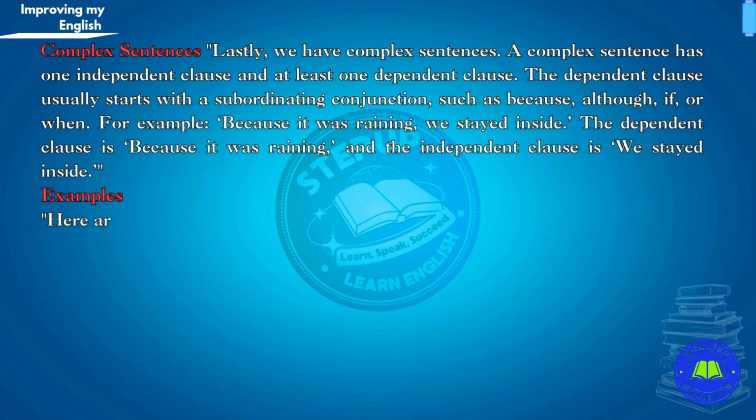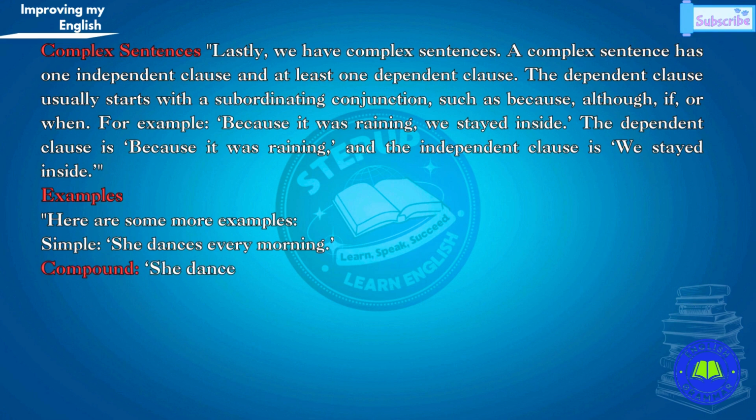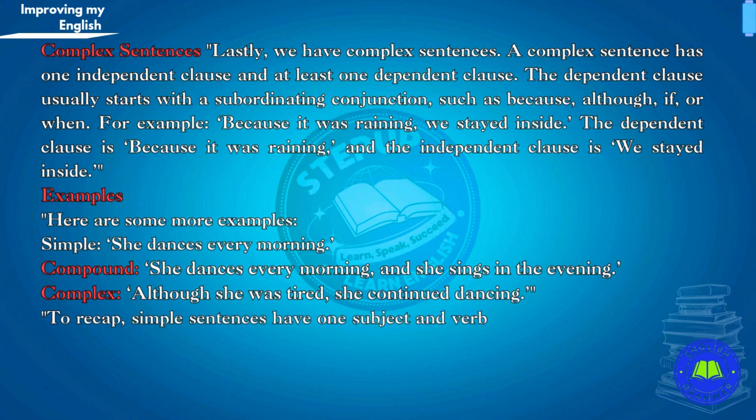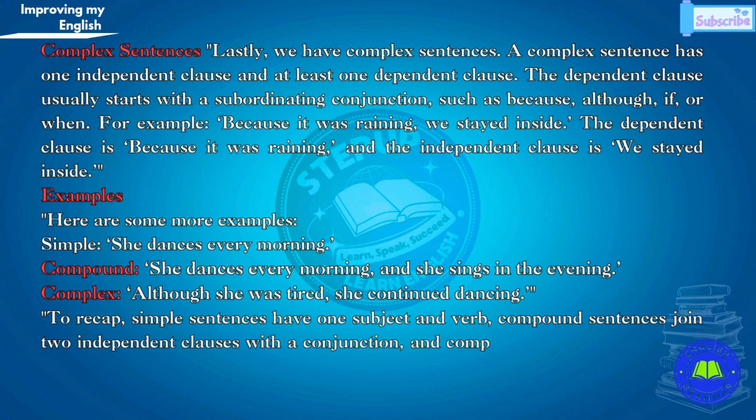Examples. Here are some more examples. Simple: she dances every morning. Compound: she dances every morning, and she sings in the evening. Complex: although she was tired, she continued dancing. To recap, simple sentences have one subject and verb. Compound sentences join two independent clauses with a conjunction, and complex sentences include both independent and dependent clauses.